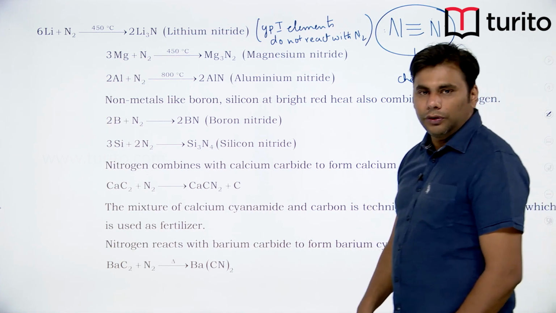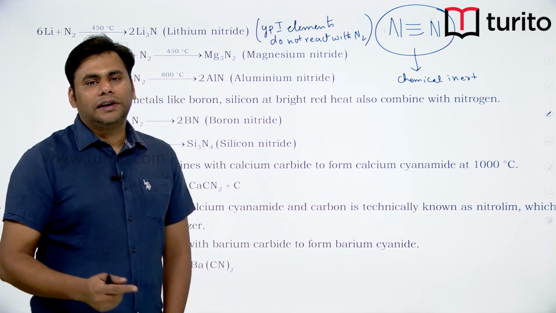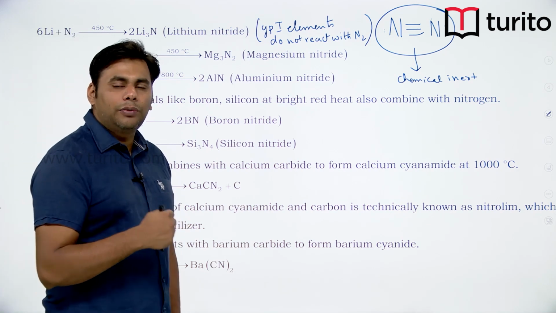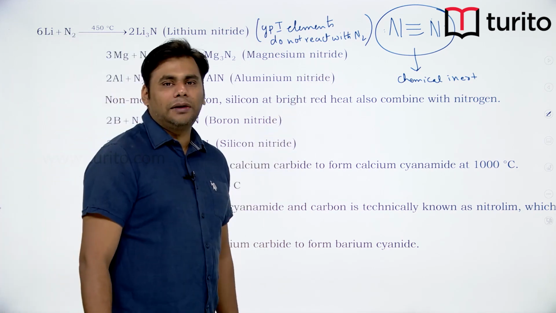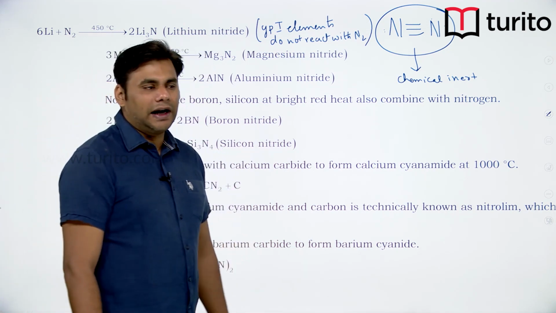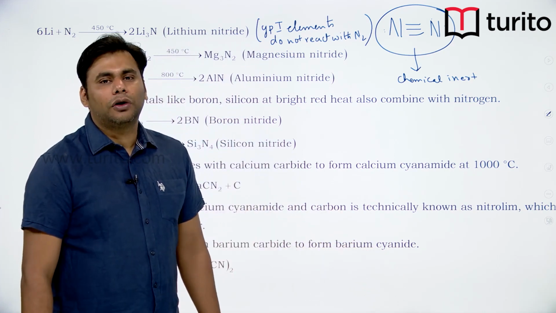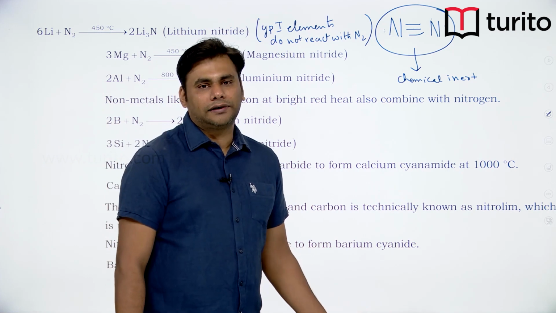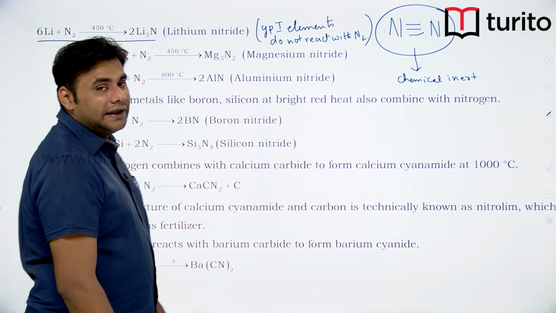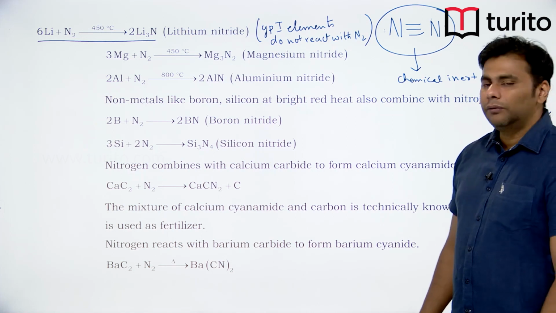Whereas, if you go down the group, lithium, sodium, potassium, rubidium, cesium, francium, these metals have large size. Because of the large size, they will not be able to polarize the nitrogen atom and won't be able to break the N≡N triple bond. That is why only lithium forms nitride and the rest of the group 1 elements do not form nitrides. You have to remember that lithium on reaction with N2 forms Li3N, also known as lithium nitride, whereas other elements won't form any nitride.